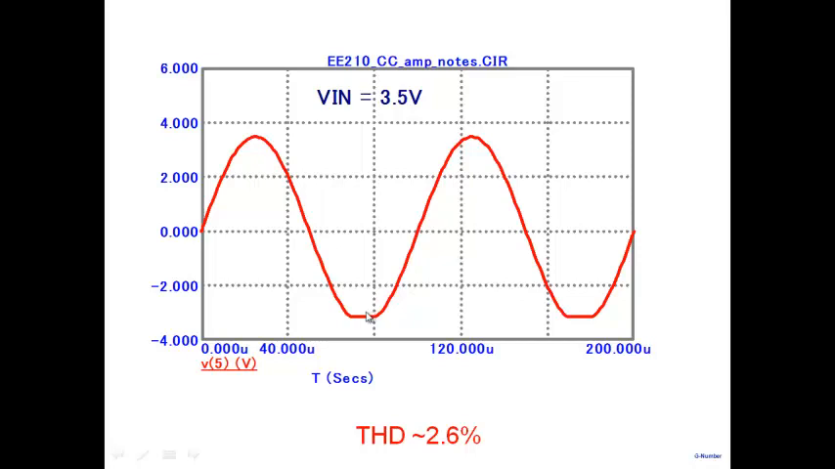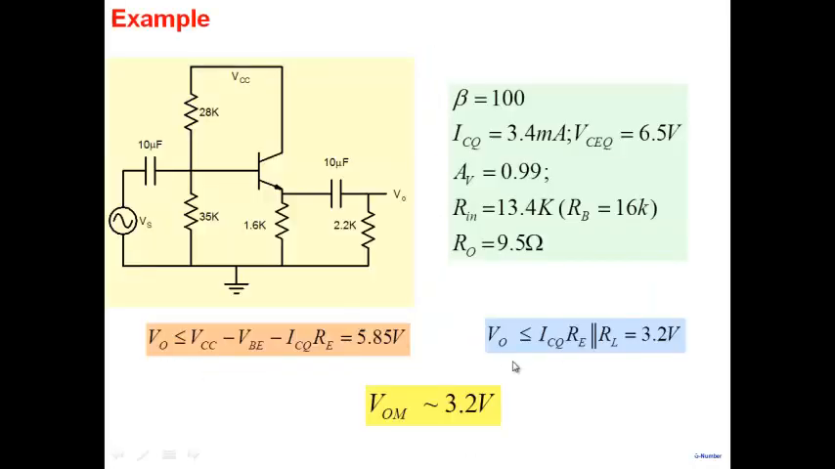Now if I increase my Vin a little bit to 3.5, you can see the problem that is occurring on the negative side. And why is this occurring? It's occurring because I don't have enough current in my system. My ICQ is not enough. I don't have enough current, and that's why my voltage is getting clipped.